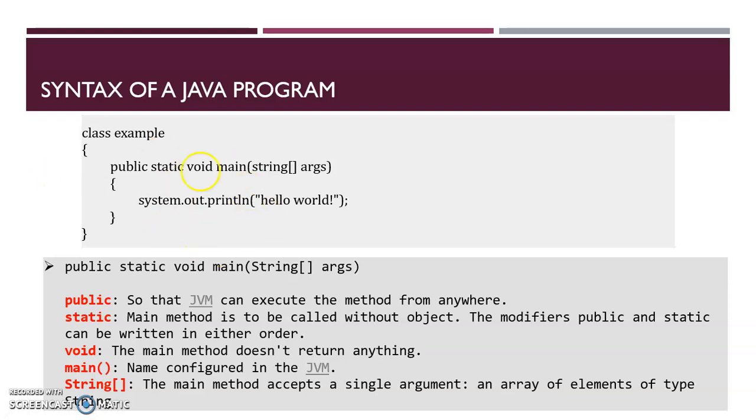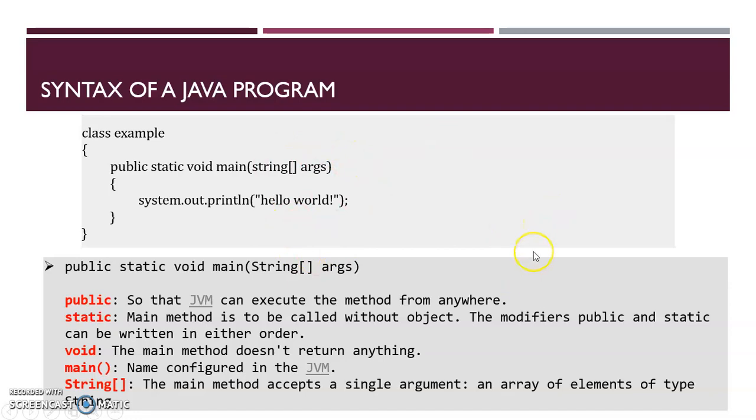What is the meaning of public static void? Public means this main function can be executed from anywhere. Static means we can call this main function without the help of an object, and void means it is not returning any value. The argument String args means it accepts only a single argument, which is an array of elements of type String. We write the executable code inside the main function. So this is the syntax of a Java program.